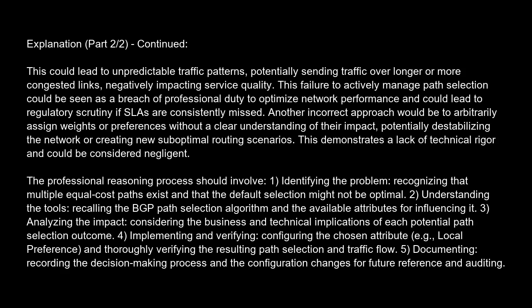The professional reasoning process should involve: 1. Identifying the problem, recognizing that multiple equal-cost paths exist and that the default selection might not be optimal. 2. Understanding the tools, recalling the BGP path selection algorithm and the available attributes for influencing it. 3. Analyzing the impact, considering the business and technical implications of each potential path selection outcome. 4. Implementing and verifying, configuring the chosen attribute, e.g., local preference, and thoroughly verifying the resulting path selection and traffic flow. 5. Documenting, recording the decision-making process and the configuration changes for future reference and auditing.